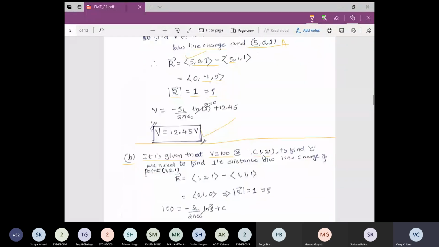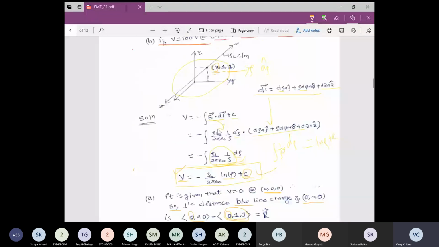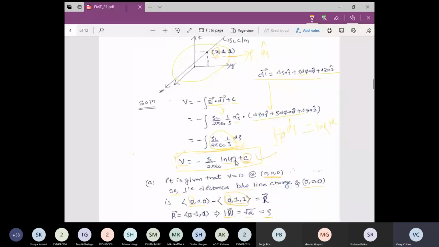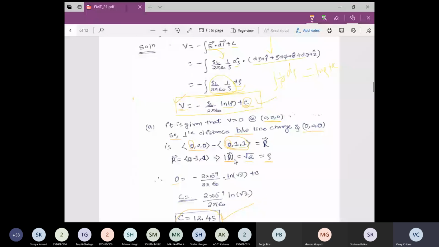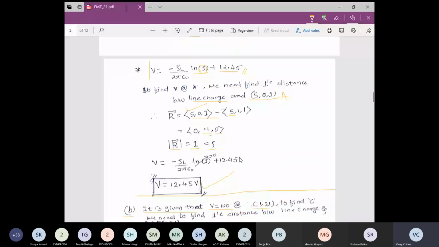So now you can see that again we have to use this same formula. The first thing we need to find is the C. To find the C, we know V because it is given that V is equal to 100 at this point. So the only thing we need to find now is rho. In this case, what is rho? Rho is the perpendicular distance between the line charge and the field point. Now, can anyone tell me how we can find the perpendicular distance?